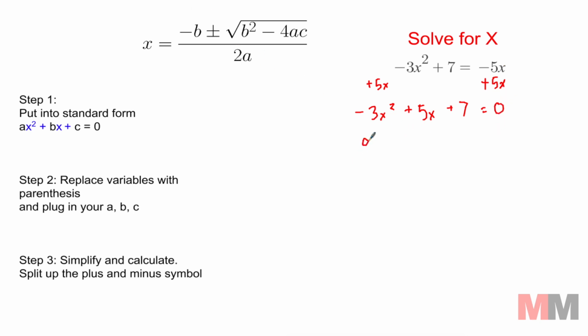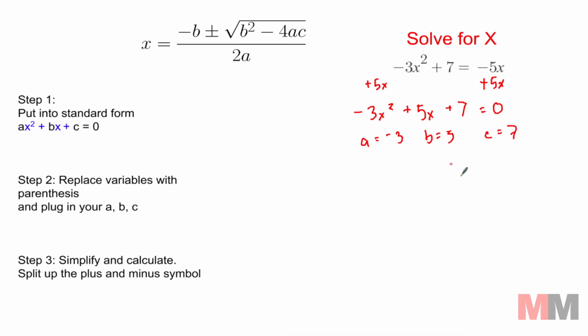Once you have that, let's list out your a, which is negative 3, your b, which is 5, and your c, which equals 7. Step 2, moving on. You gotta just trust me on this. This is gonna be the easiest way to do this, and it's annoying at first, but it's a foolproof method if you just follow these instructions.